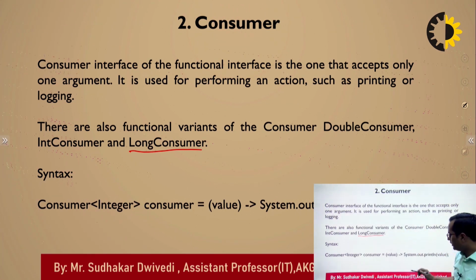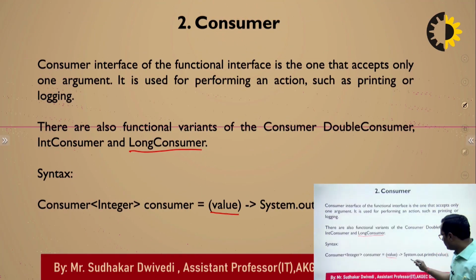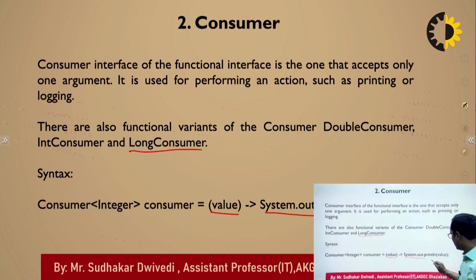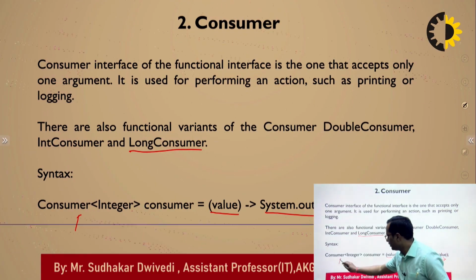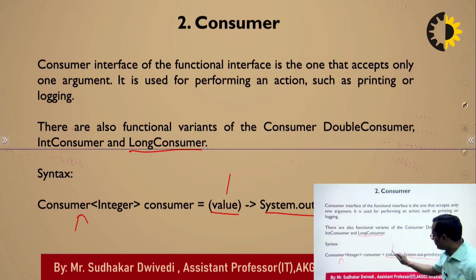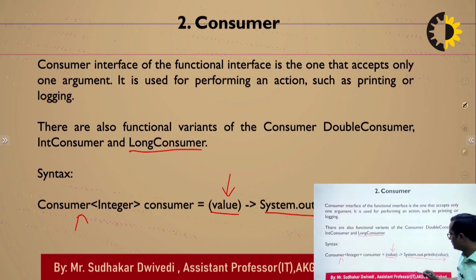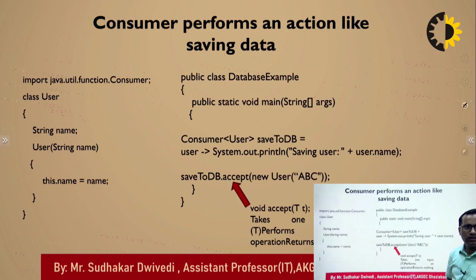As I have said, it will take one argument, but it returns no result. It just does the printing task or the logging task. So this is the Consumer type of interface. And as the parameter is passed, this parameter is going to be displayed here. We can see in the code here.